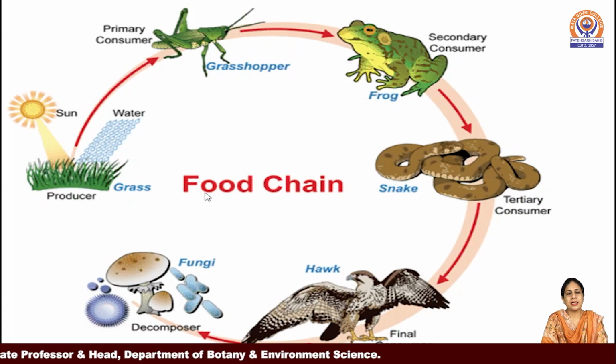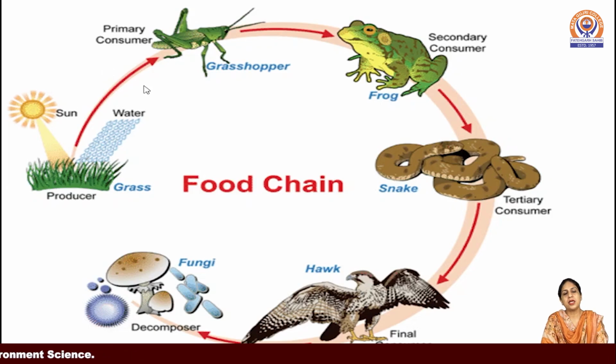Now here we can see an example of a food chain. Like these producers or plants, they are getting the solar energy from the sunlight and they are capturing that sunlight and converting it into carbohydrates or into organic matter by the process of photosynthesis. Now, these producers are producing the food themselves. That's why they are known as producers.